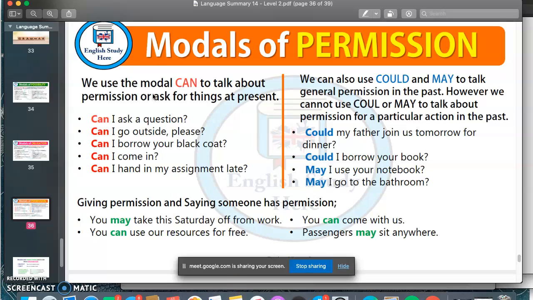You can do it because you are able to do it with your body, but maybe you cannot go out right now because we are in the middle of a lesson. Maybe you cannot ask a question right now because I am talking, and so on.